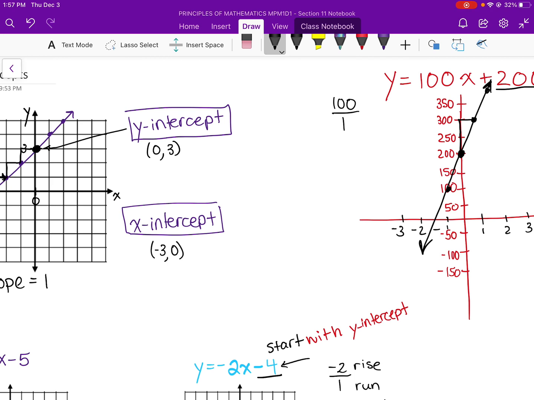Okay. But what if you have an equation that looks like this and you want to graph it?